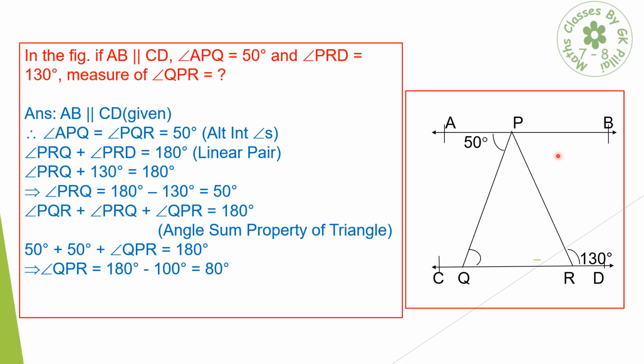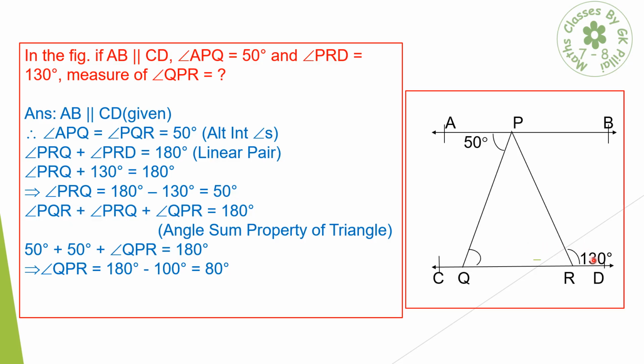In the figure, AB is parallel to CD. This angle APQ is 50 degrees. Angle PRD is 130 degrees here. You have to find this angle. Naturally, this is a triangle. Now AB is parallel to CD. This angle is 50 degrees, so this angle is also 50 degrees, alternate interior angles.